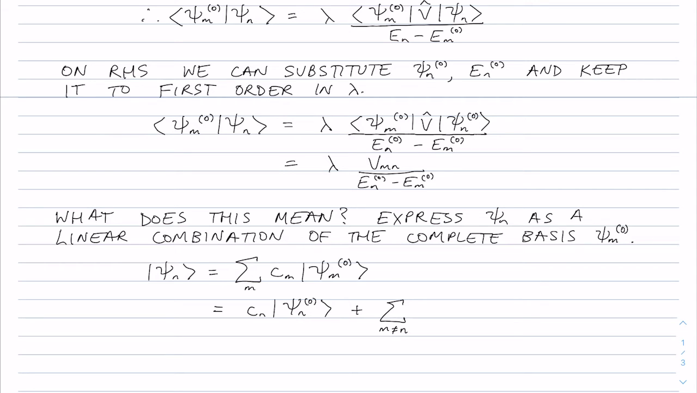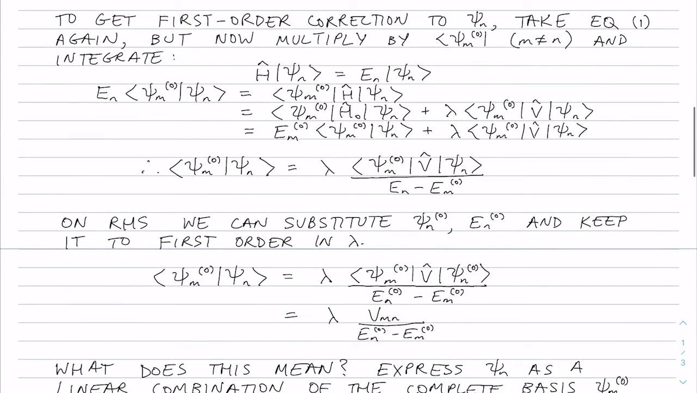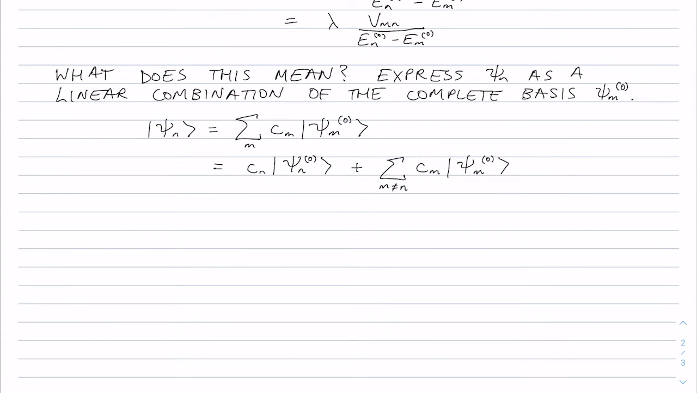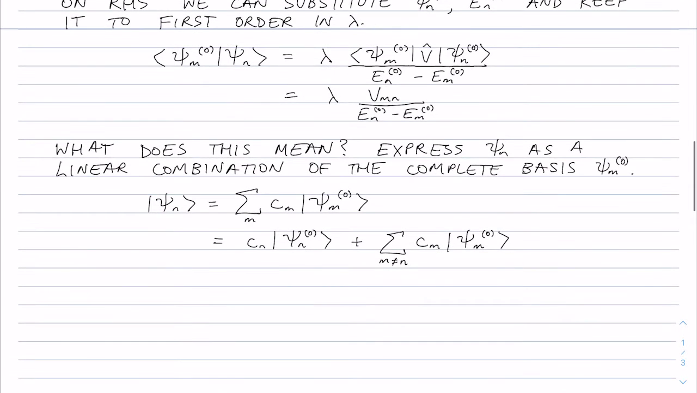The second part is all of the terms where m is not equal to n, and that's the ones we were talking about a moment ago, when we said, let's multiply this by psi m 0, the bra, and integrate. That's what we did up here. Take psi m 0 with m not equal to n and integrate. So m not equal to n is the expansion that we were looking for in the equation at the top of your screen.